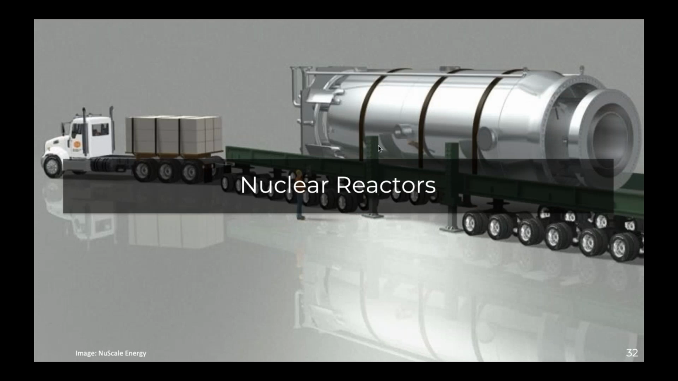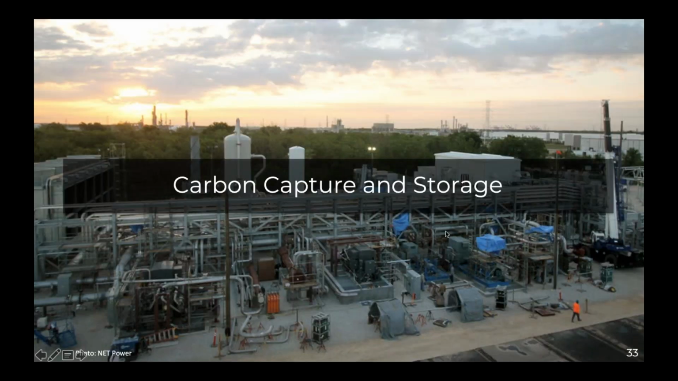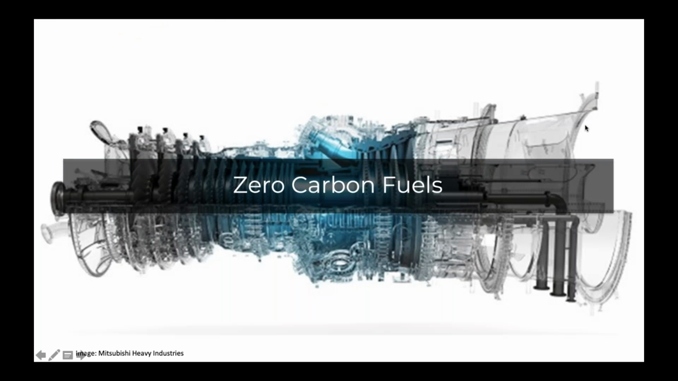The options include small modular or other advanced nuclear reactors, carbon capture and storage plants. This is an example, the demonstration Allam cycle oxy-fuel natural gas plant that NET Power has constructed along with Exelon and others outside of Houston, Texas, that has been operating for the last year. We could also use zero carbon fuels.